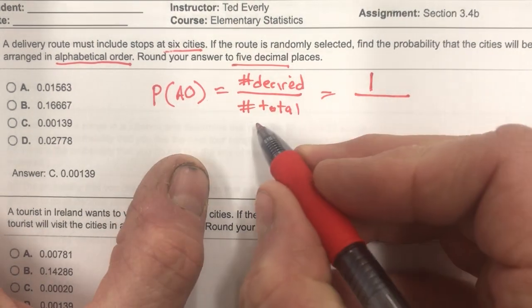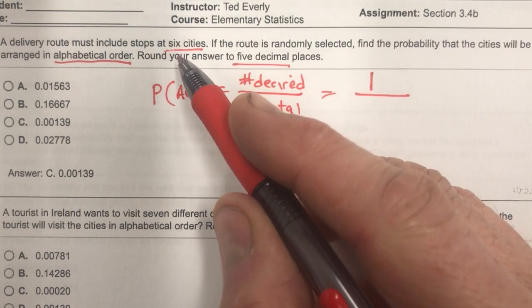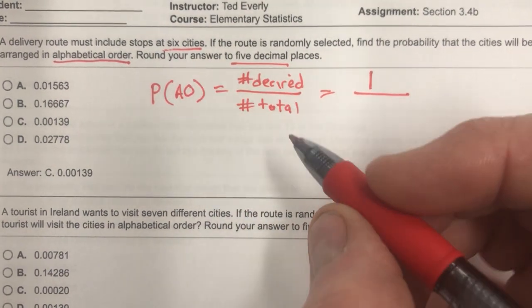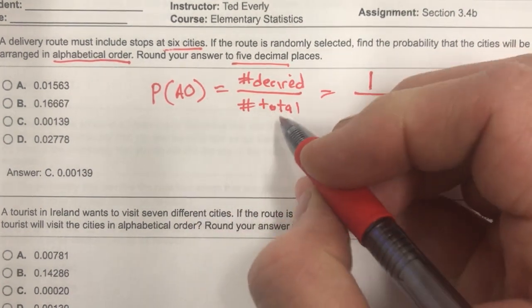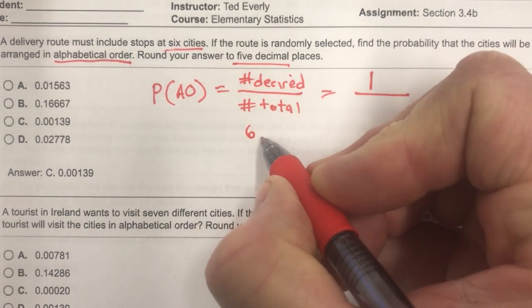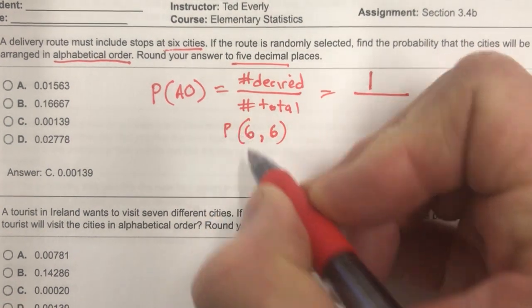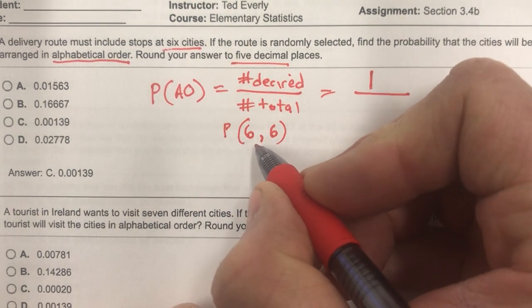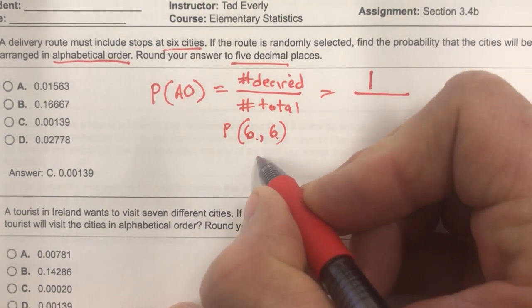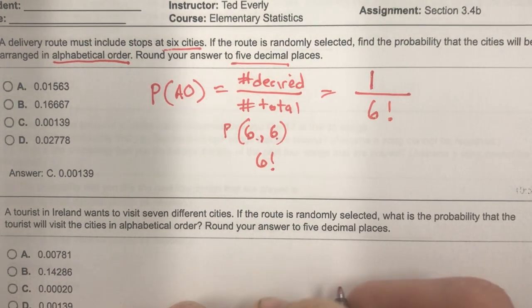Okay, now on the bottom, the total number, since there's 6 cities, what's the total number of ways that we could go to these 6 cities? All right, well, there's 6 of them. And we're going to go to all 6, and this would be a permutation. So, and as I told you before, when these two numbers are the same, that's just 6 factorial. So this is 1 divided by 6 factorial.